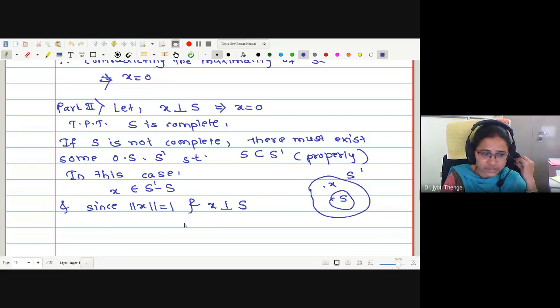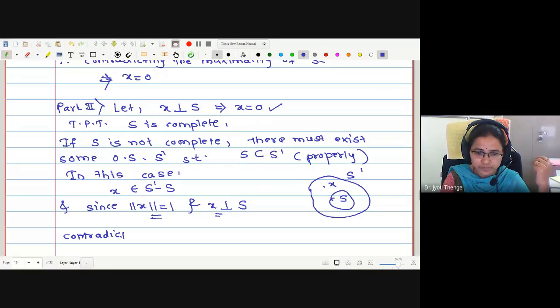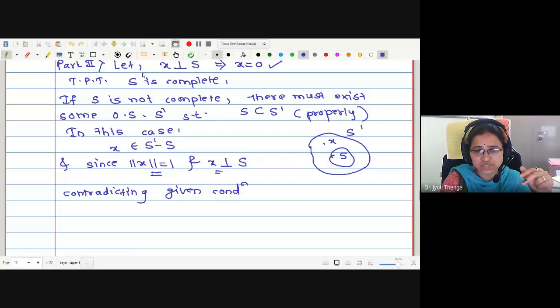Now see a contradiction. What are we getting? We are saying norm X is equal to 1 and still X is orthogonal to S. But my assumption says that X must be 0. Therefore, these two statements cannot hold simultaneously. Therefore, I will write, contradicting the given condition. And this contradiction is due to the assumption that S is not complete. So, the assumption that orthonormal set S dash exists is wrong. Hence, S is complete.